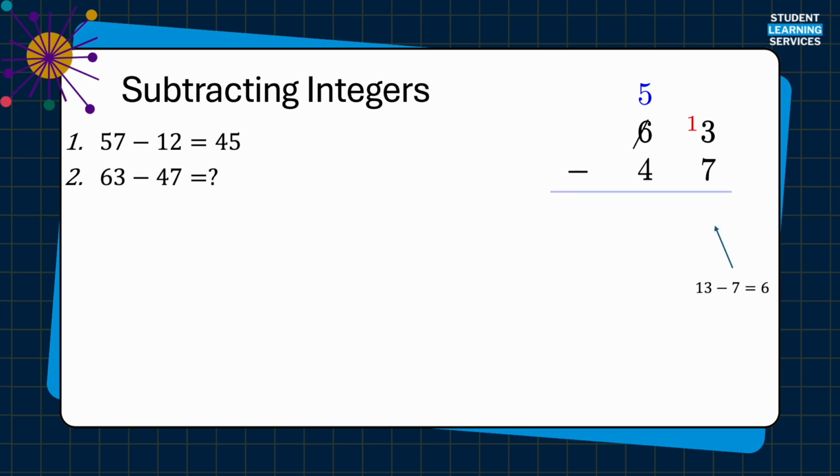13 minus 7 is equal to 6. So we will put a 6 here. Next, in the tens digit, instead of doing 6 minus 4, we will be doing 5 minus 4, which is equal to 1. Therefore, 63 minus 47 is 16. This is just like a reverse of a carry.